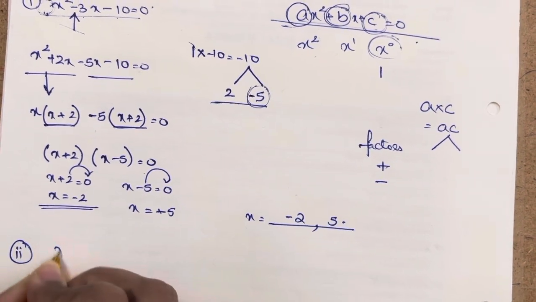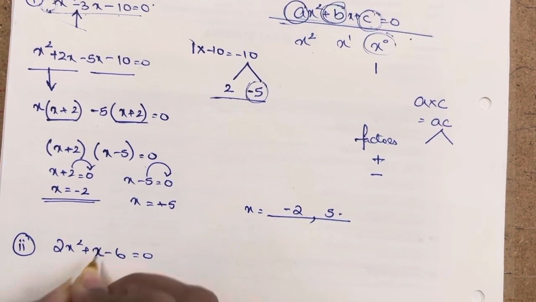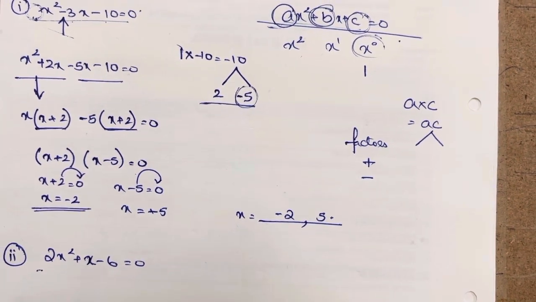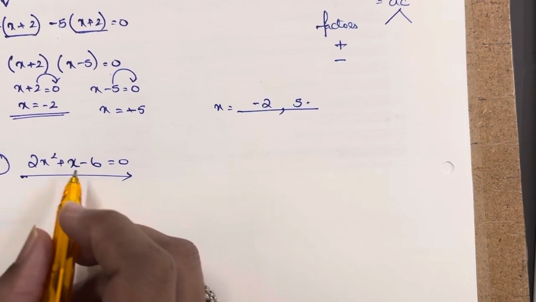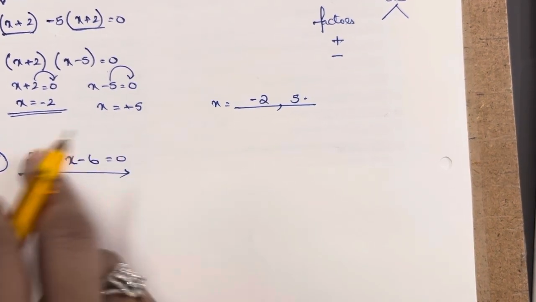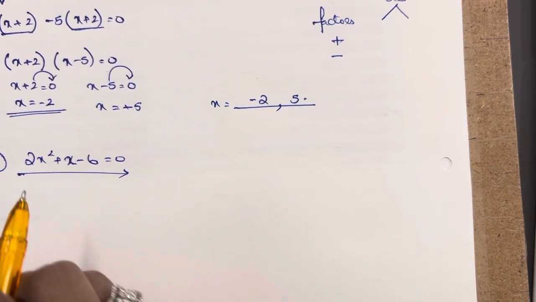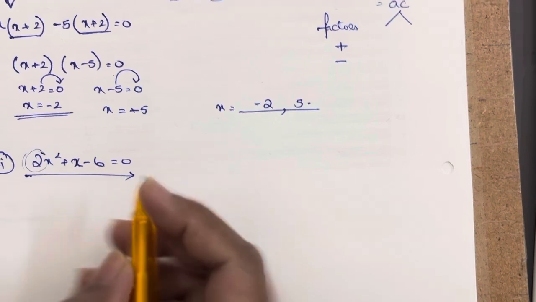So the second question that is given is 2x squared plus x minus 6 is equal to 0. If you observe this, we see 2x squared, x and minus 6 are equal to 0. It is written in a proper fashion. Then what am I supposed to do? I'm supposed to multiply the coefficient of x squared and the constant term.